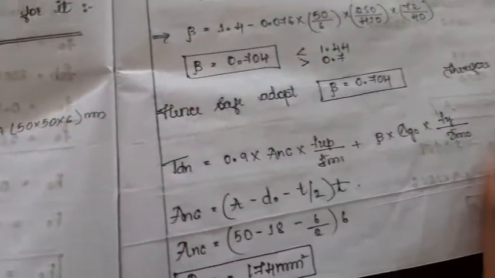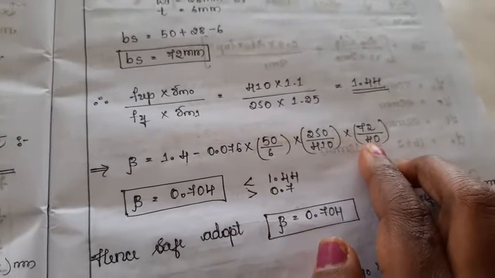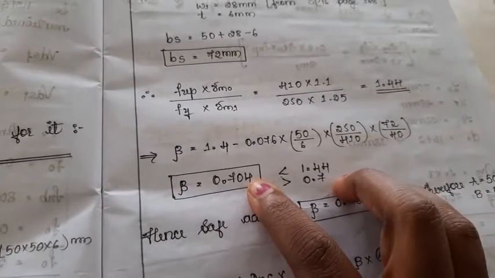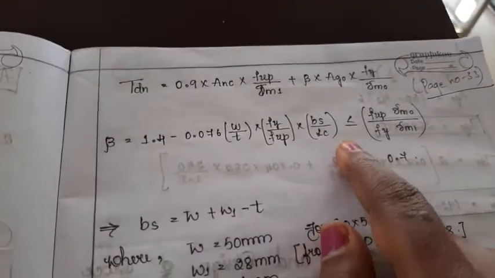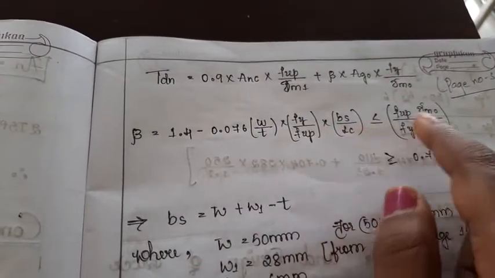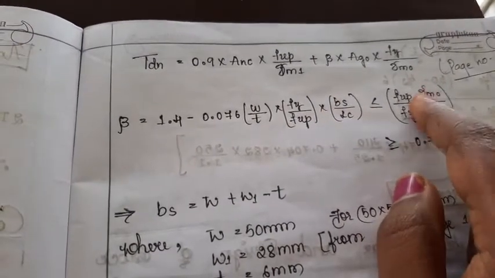Pitch distance is also called LC, that is 40 mm. The same thing we have substituted over here, so the LC value is 40. When you calculate this, what is the beta value? 0.704. So what does your formula say? This value should be less than this value.